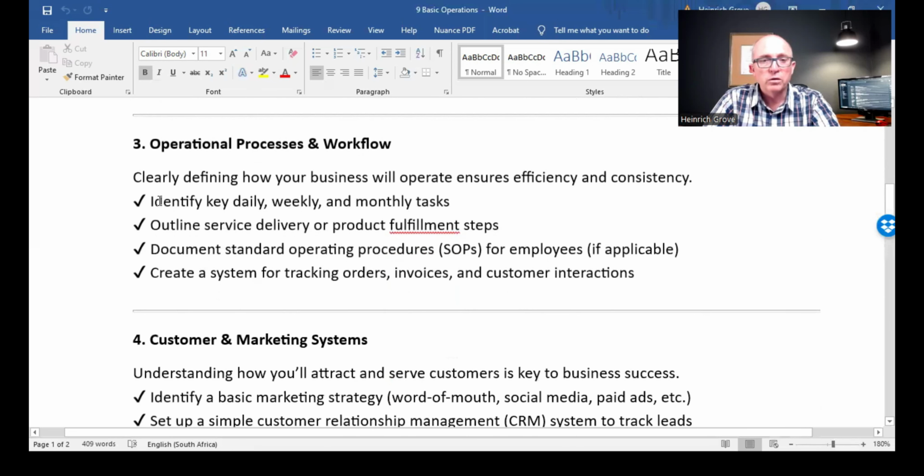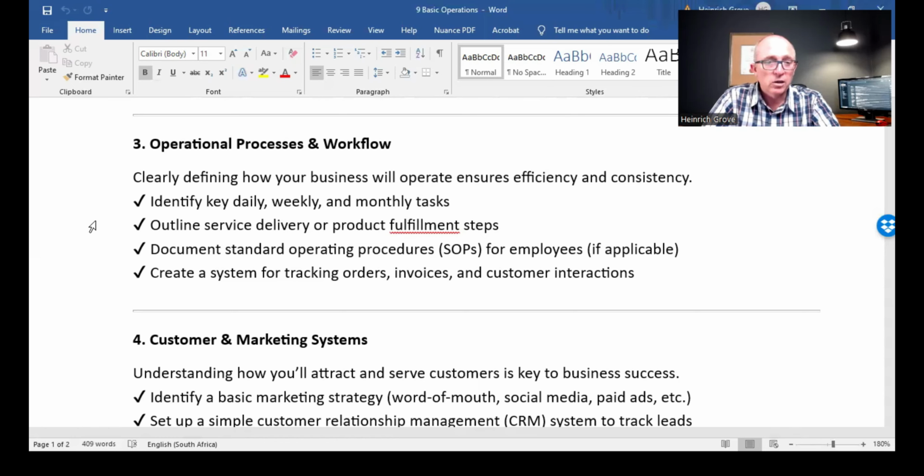Yes, operational processes and workflows. Clearly define how your business will operate, which ensures efficiency and consistency. Identify key daily, weekly and monthly tasks. Outline service delivery and product fulfillment steps. So I think it's just the practical things of how that thing will operate.